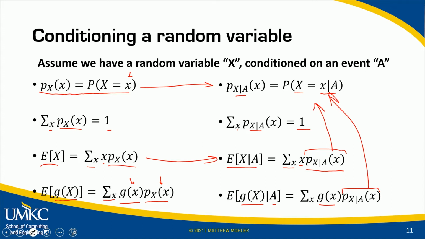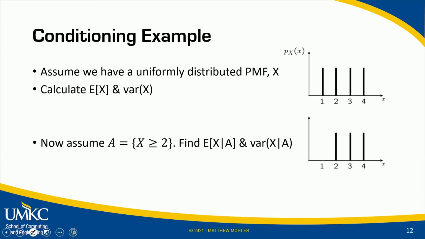So all of those equations are a lot to look at, but let's go ahead and apply them to a specific example. Let's assume that we have a uniformly distributed PMF, specifically with a random variable x. The first thing that we may want to do is calculate the expected value of that random variable, and we'll go ahead and calculate the variance of that variable as well.